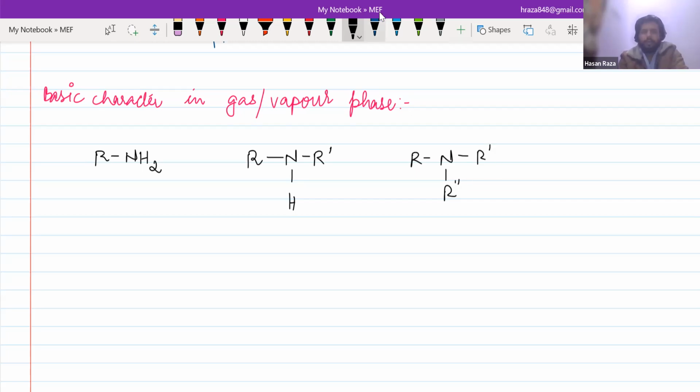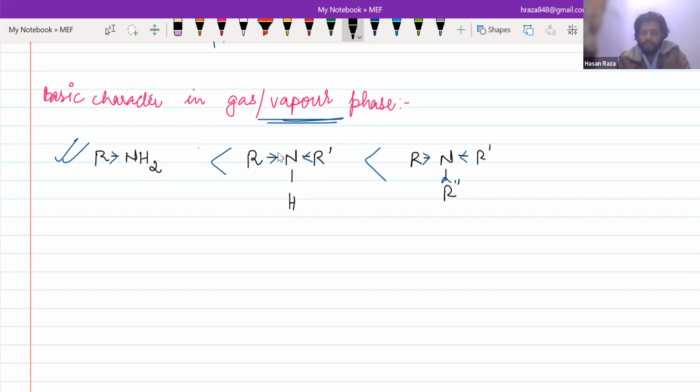So see, in vapor phase, it's very easy. R has a plus I effect, so it will donate electrons from one side. This is secondary, so it will donate from two sides, and this from three sides. That means this will be the most basic, then this, then this. This is in the gaseous or vapor phase. The problem comes when it is in solvent form, solution form.